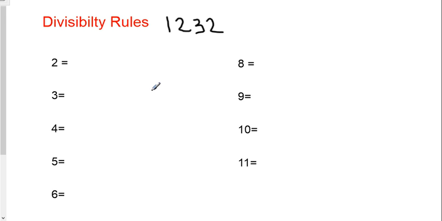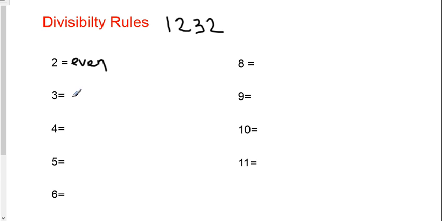Okay, I'm going to be teaching you some divisibility rules now. And I think it's important first that we start off with what you already know. How do I know if a number is divisible by 2? Well, that's real easy. It's even, right? So even numbers are divisible by 2.